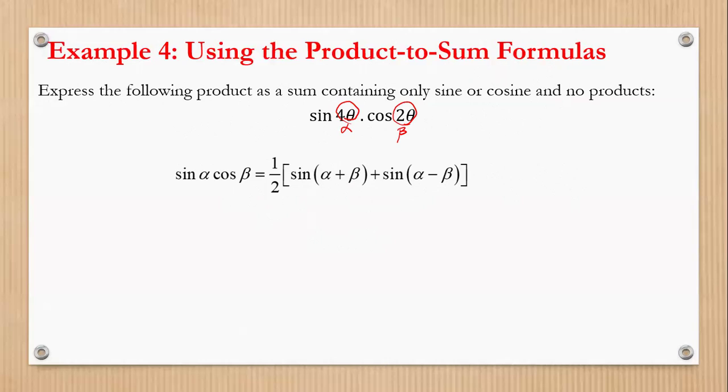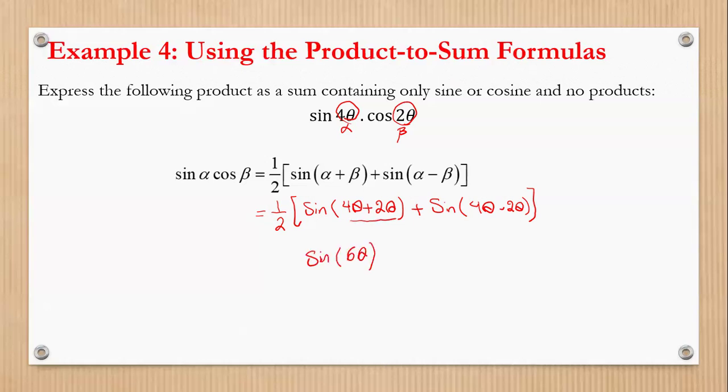So if you replace the angles for alpha and beta, we have alpha plus beta, which is 4 theta plus 2 theta, plus sine of 4 theta minus 2 theta. 4 theta plus 2 theta is 6 theta. And 4 theta minus 2 theta, which is 2 theta. This whole thing must be multiplied by 1/2.